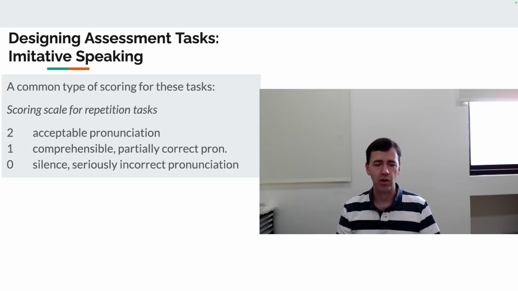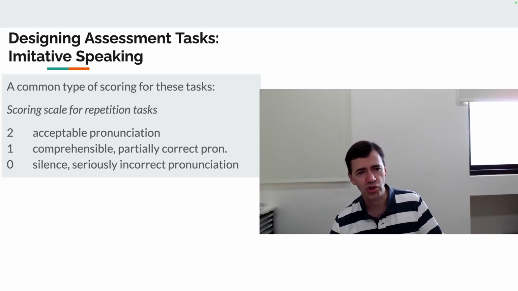Okay, the next one. The book shows all kinds of different scoring criteria you can use. So here's one they suggest for repetition tasks, just a very simple scale from 0 to 2. 2 is acceptable, 1 is partially correct pronunciation, it's comprehensible, and 0 is total silence or just really, really bad. I think at this level, most students will get at least a 1 unless they just refuse to speak, and then it has to be 0.